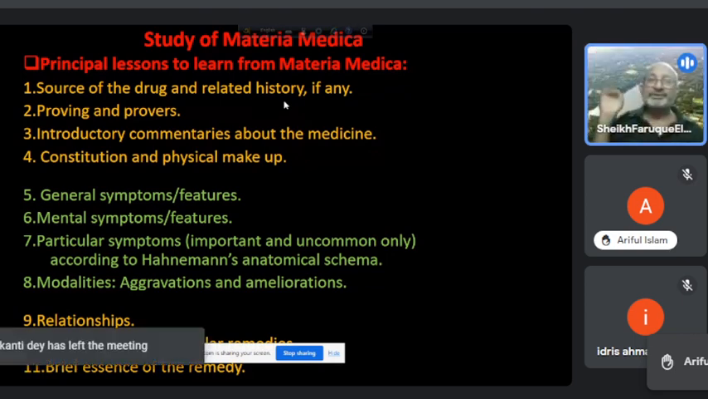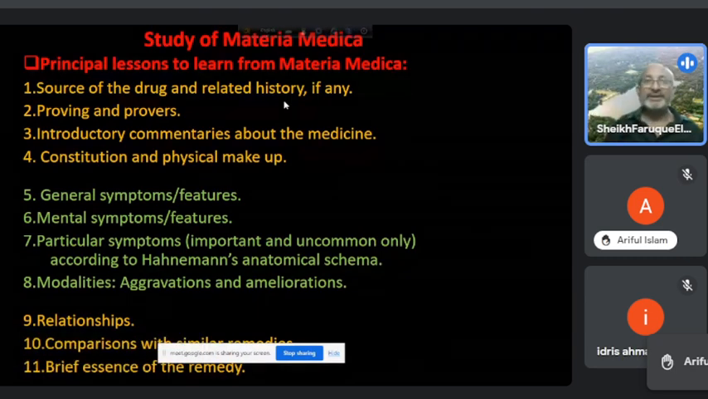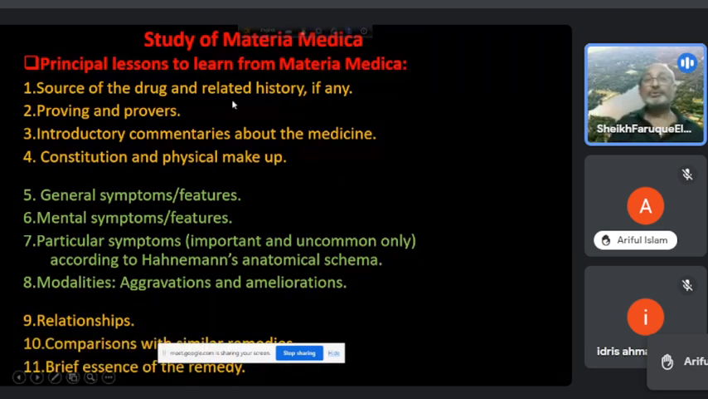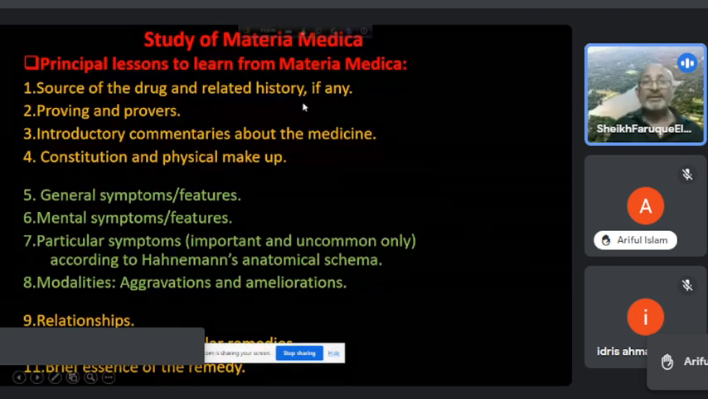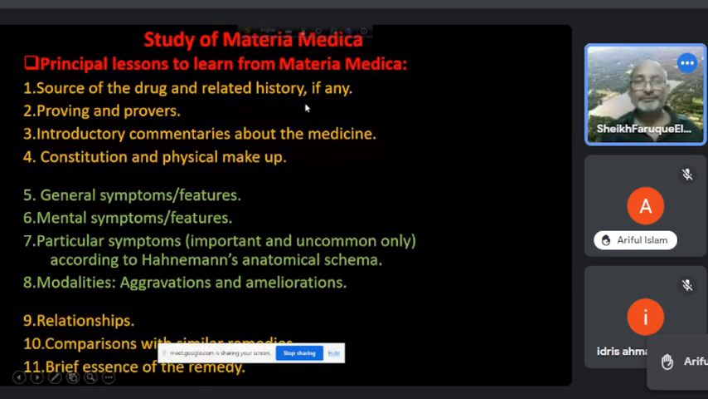In Lycopodium, good history. So from any book you study materia medica, you try to find out the source of the drug and if there is related history. But in many books you don't find related history. These are only in a few books.